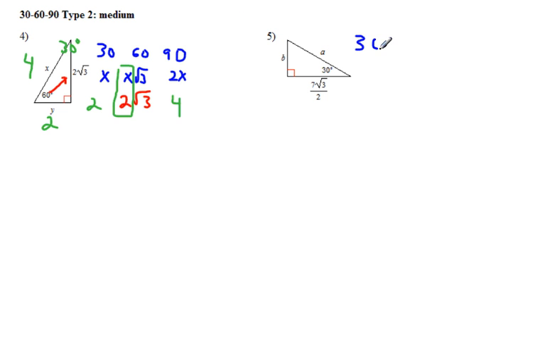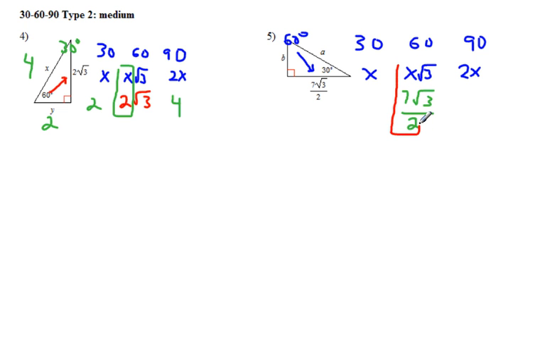Let's do it again. 30, 60, 90. X, x root 3, and 2x. And this time, if I look carefully at this problem, this is the 60-degree angle. So opposite from that is my 7 root 3 over 2. How does that fit in there? Let's see. 7 root 3 over 2. So what on earth is x? Can you tell? Well, if this root 3 matches right there, then x matches with this fraction, 7 over 2. X is 7 over 2.